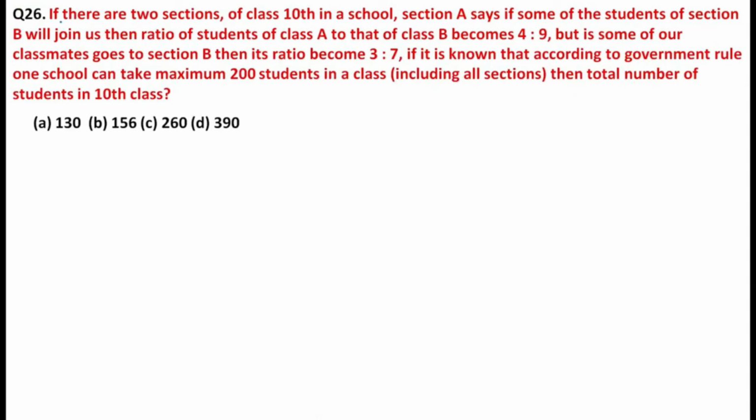Now, if there are two sections of class 10 in a school, section A says some of the students of section B will join us, and the ratio of students of A to B becomes 4 is to 5. There are two sections, and guys, observe the information carefully. If section A says that some of the students will join our section, now the ratio becomes 4 is to 9.